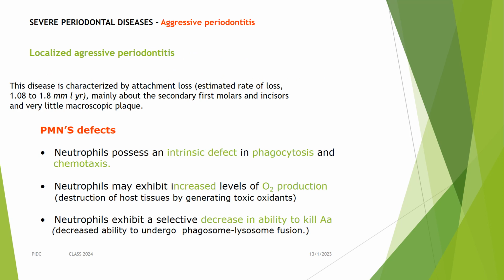In severe periodontal diseases, mainly aggressive periodontitis, it has been found that neutrophils have a defect because they possess an intrinsic defect in phagocytosis and chemotaxis. Neutrophils may exhibit increased levels of O2 production and exhibit a selective decrease in the ability to kill Aggregatibacter actinomycetemcomitans bacteria.